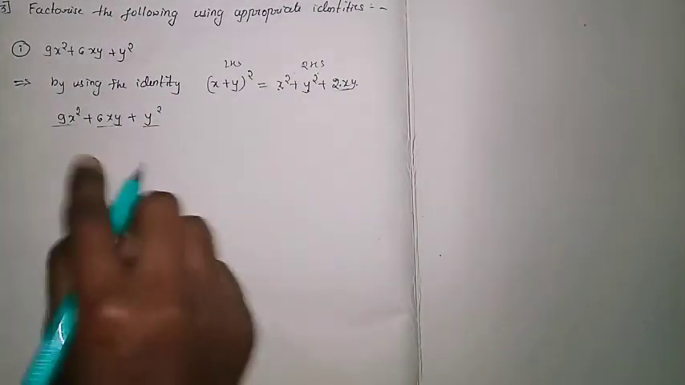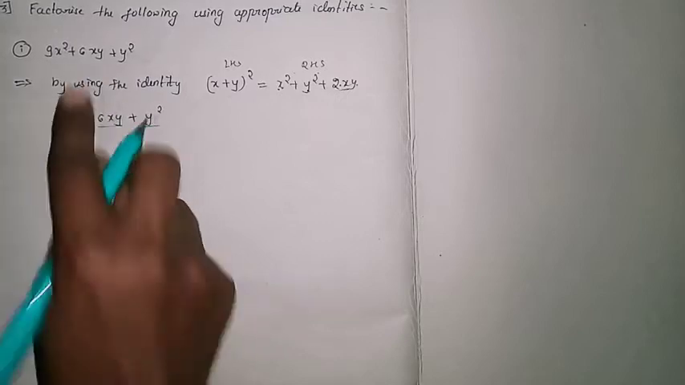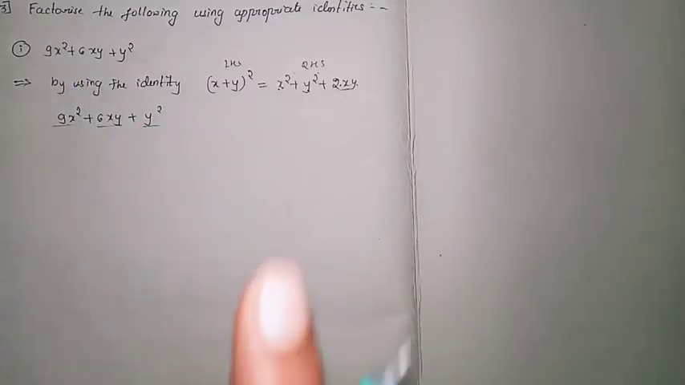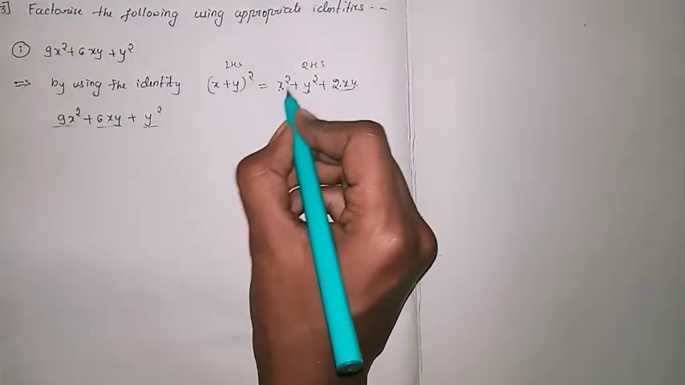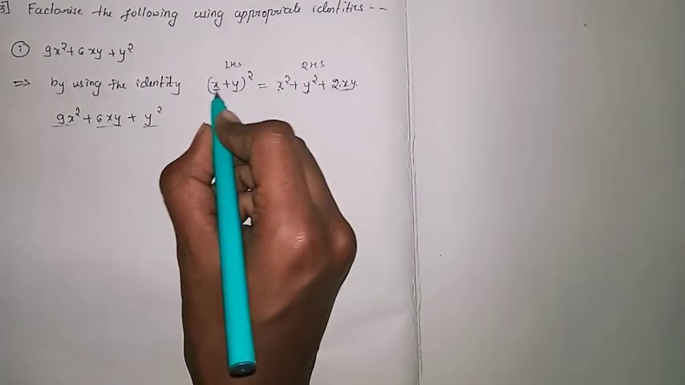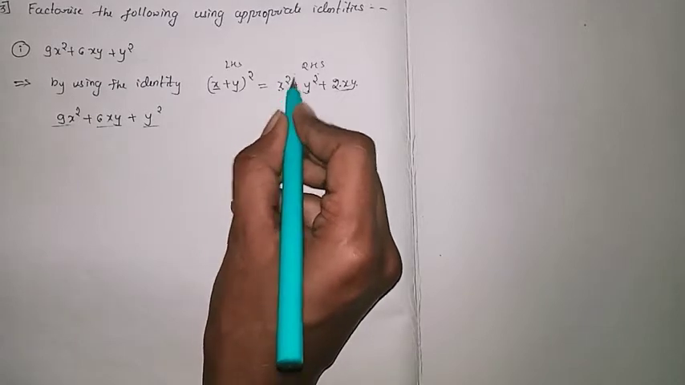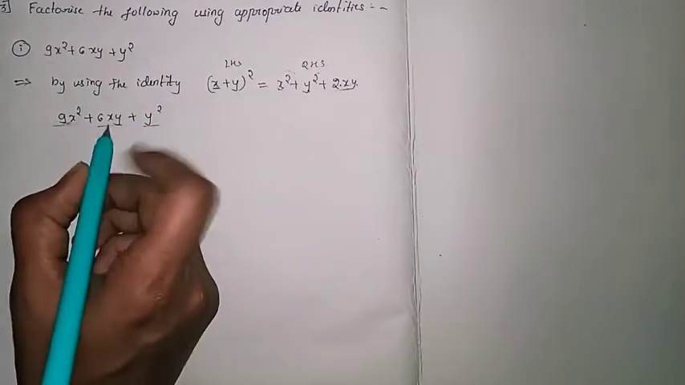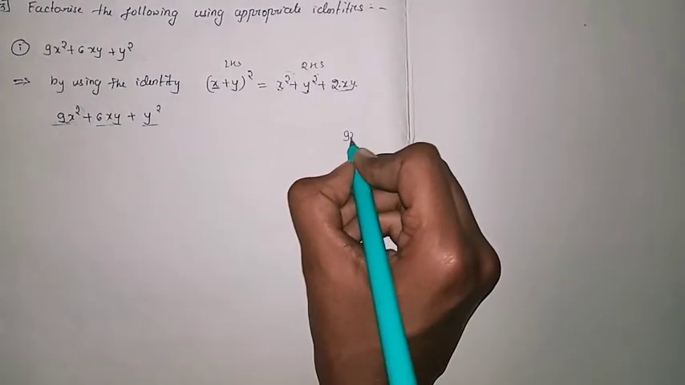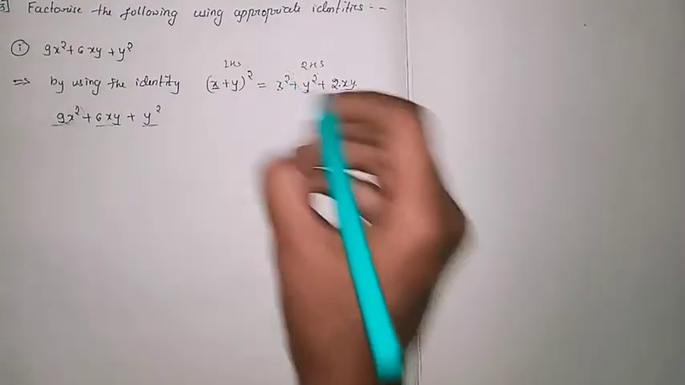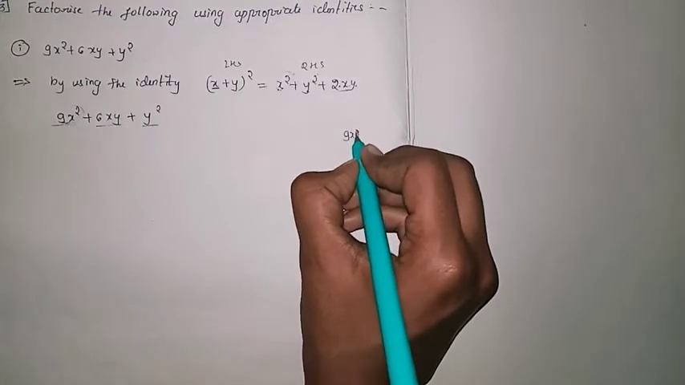Now don't write x is 9x. It is not like that. Here the x square term is given, not the x term. We want the x term, and this is the x square term. That means 9x whole raised to, so it is 9x square.